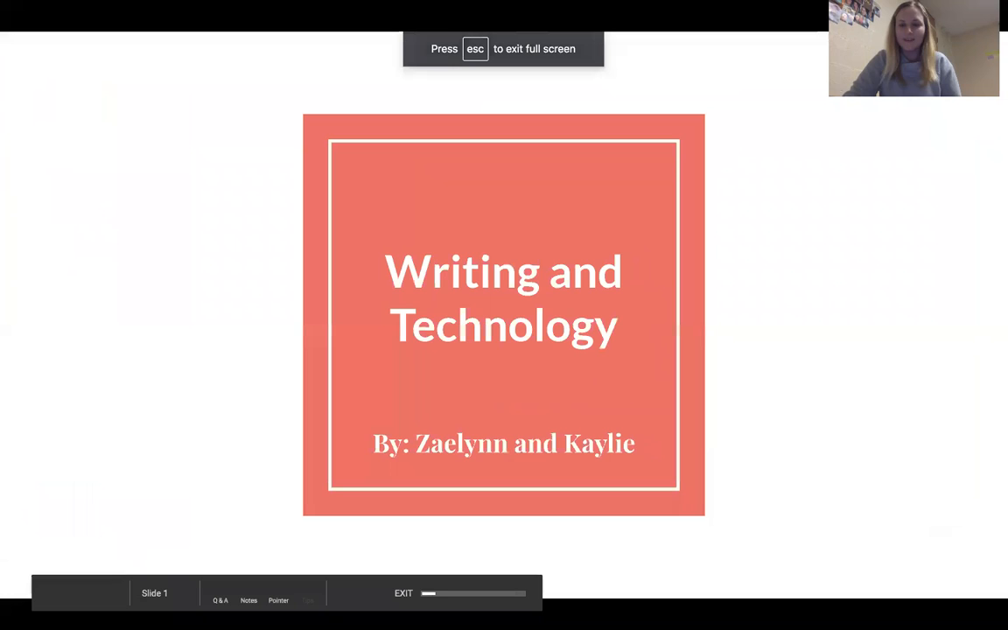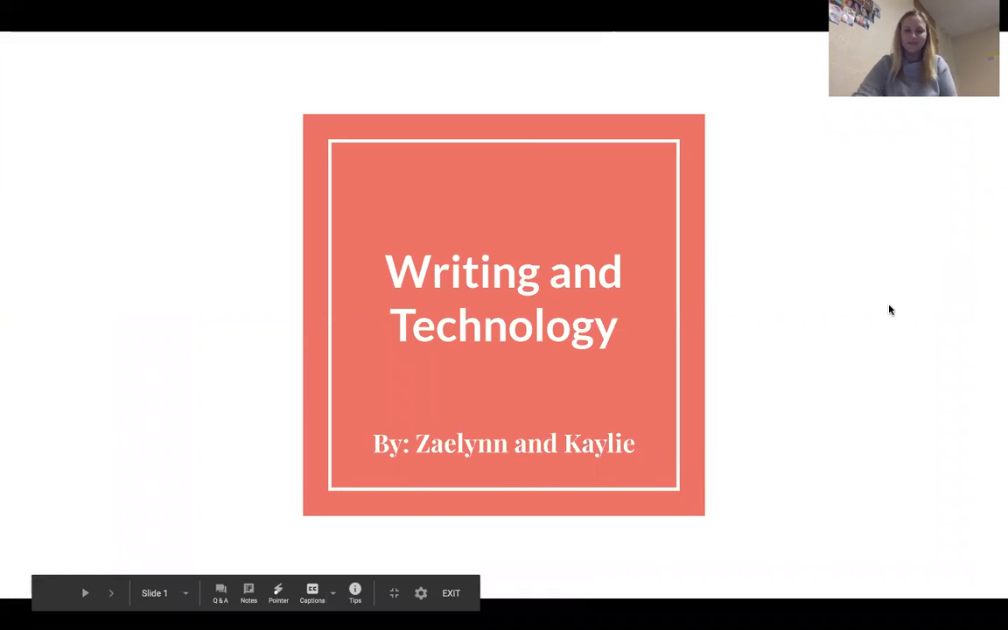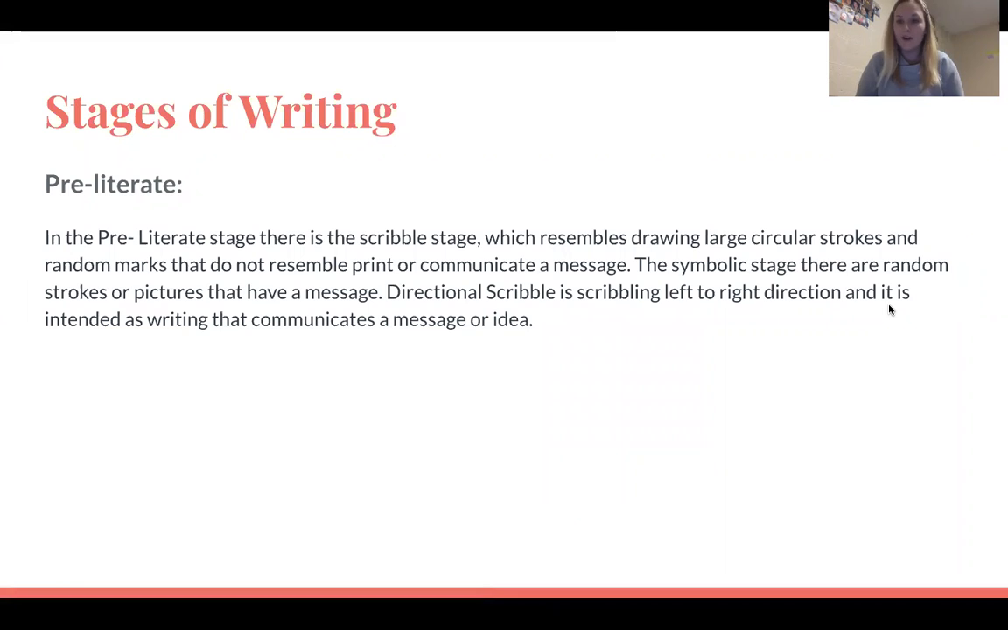All right, so writing and technology. The first thing we're going to talk about are the stages of writing. The pre-literate stage is the first one. This is like the scribble stage. It resembles drawing large circular strokes in random marks that don't resemble print or communicate a message. The symbolic stage is another stage within the pre-literate, and their random strokes are marked pictures that have a message. And then the directional scribble is scribbling left to right and is intended as writing that communicates a message or idea. So this is the first stage of writing.